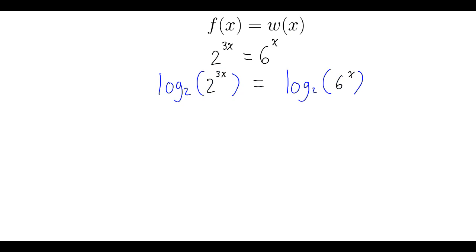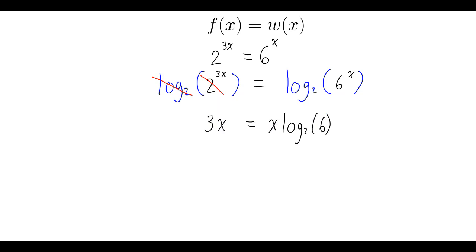Okay, now one side at a time. On the left, log base 2 will cancel out with exponential base 2 to leave me with 3x. On the right side, we will apply the property of logarithms that says that an exponent can be brought down to the front. So I'm going to take the x and bring it down to the front of log base 2 of 6.